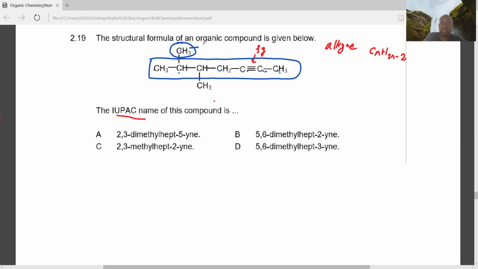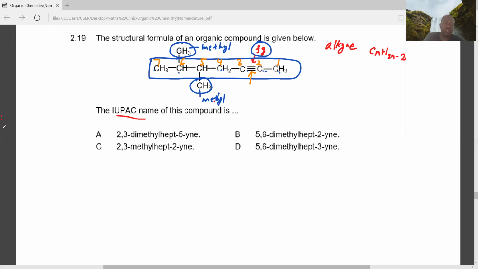This is a methyl, and this is also a methyl. Between the branches and the functional group, which one do we give priority? Functional group. So in terms of numbering, we need to number the carbon atoms starting from the nearest functional group: 1, 2, 3, 4, 5, 6, 7. You see that our functional group is between 2 and 3. So we take the smallest number, which is 2.